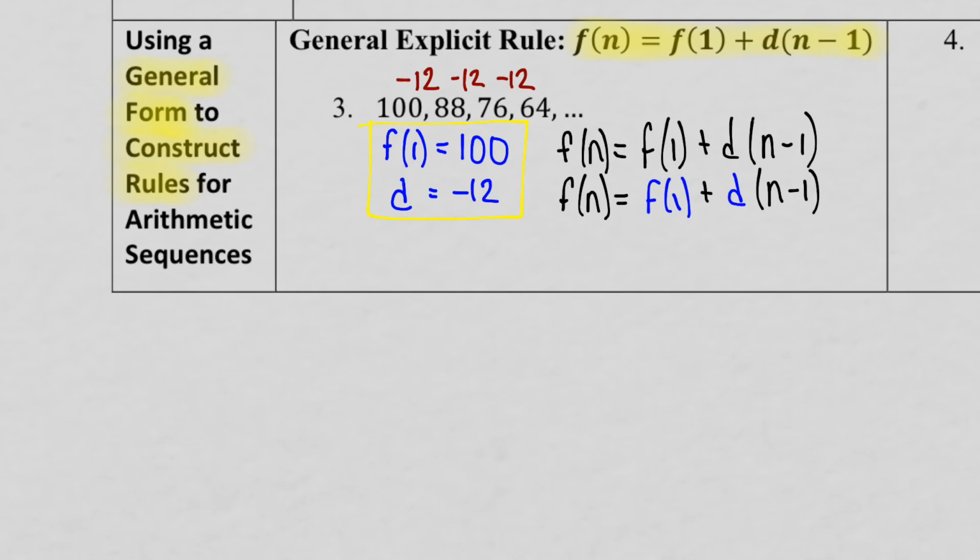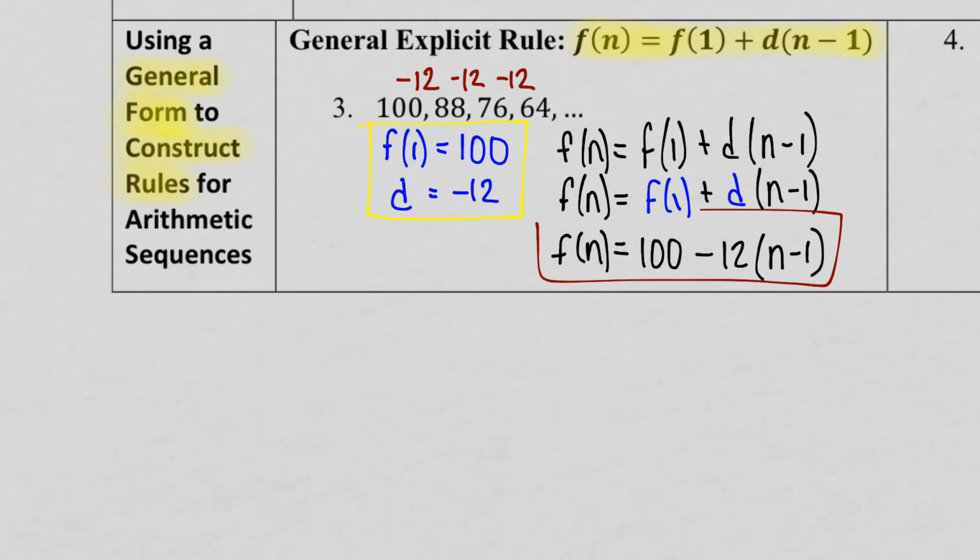It looks like this. F of n equals f of 1, 100, the first term, plus negative 12. I'm just going to write minus 12 times n minus 1. And that is your rule. You found the explicit rule.